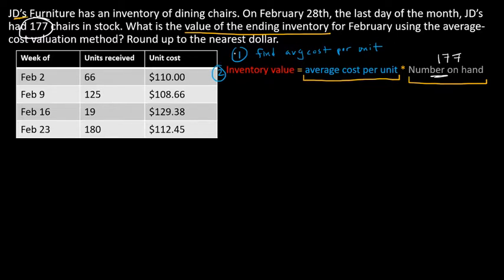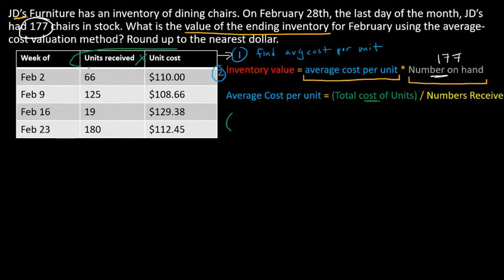So let's work on this step 1, finding the average cost per unit. Now remember, average cost per unit was equal to total cost of units divided by number received. So let's practice that again. If I want to find total cost of units, which I'll represent in green, what would I do? Well, remember, it's just going to be a matter of multiplying units received times their unit cost, okay? Units received times unit cost, but I'm going to do that for every inventory date that I have, right?